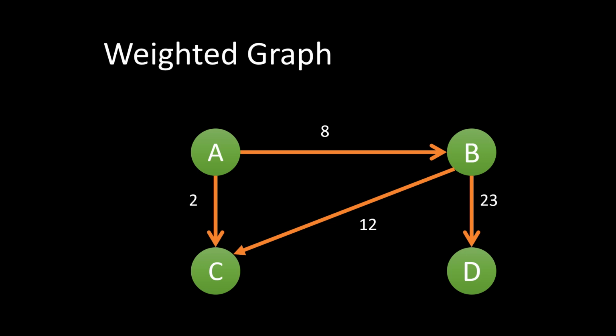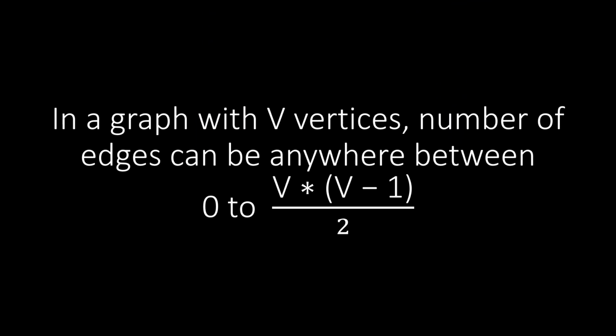Suppose there are one-way routes from one point in city to other, and then we give weight to every edge. This weight is nothing but the distance between the 2 points. These type of graphs are called weighted graphs. They can be directed or undirected. In a graph with V vertices, number of edges can be anywhere between 0 to V(V-1)/2, because each node can be connected to every other node.